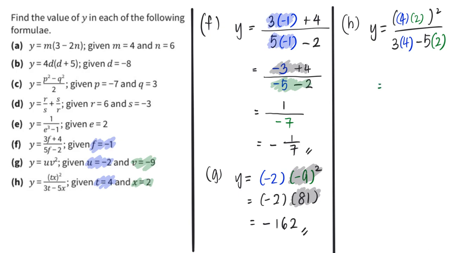And we do the numerator and the denominator separately. So on top, we will then have 4 times 2, 8 square. 3 times 4 is 12. 5 times 2 is 10. We do the times first, remember? And finally, 8 square is 64. 12 minus 2 is 10. So final answer, 32.